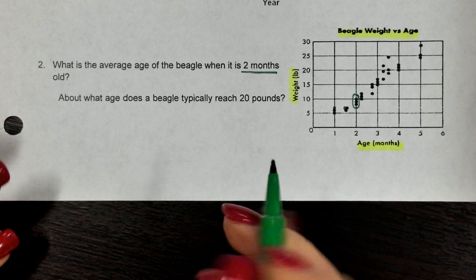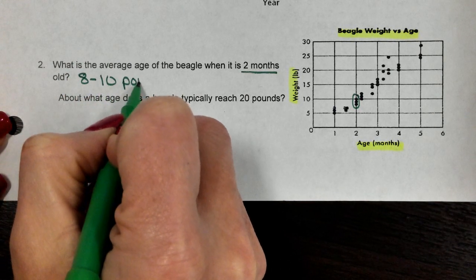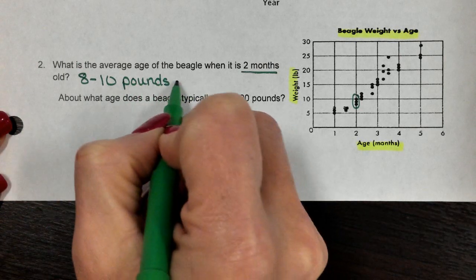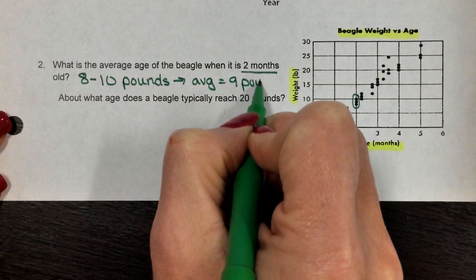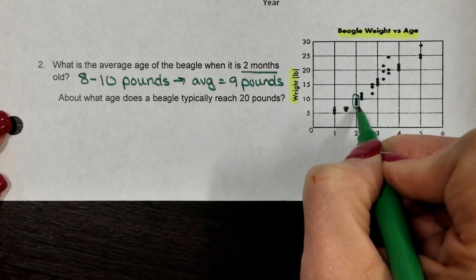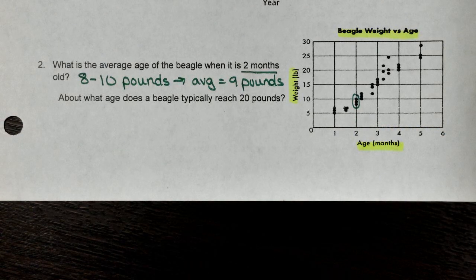So they seem to average anywhere from 8 to 10 pounds. So you could say the average was about 9 pounds, because that's in the middle of all of those. Because you can see this is about 8, that's 9, that's definitely 10 because it's on the line. Okay.